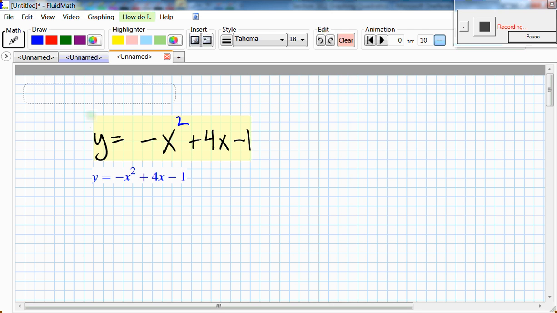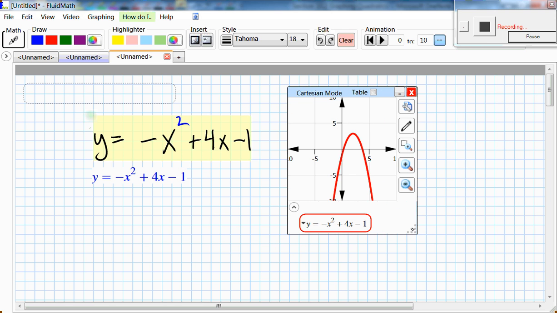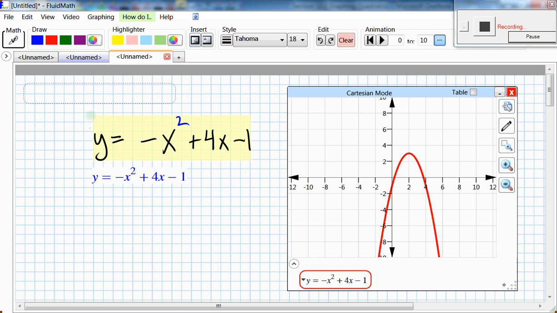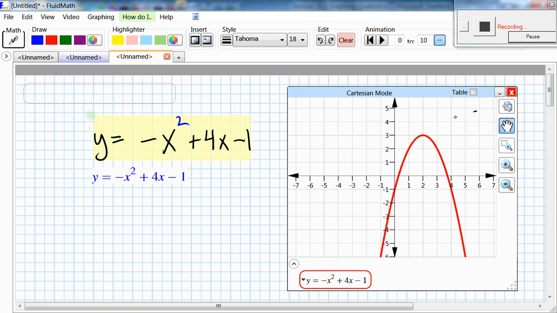How do you know it's going to open down? Because it's negative, very good. And we'll graph it and see. Hey, check it out. It totally opens down. That's awesome. And where's the vertex located? It's located at 2, 3. Do you guys agree? That point right there is over 2, up 3.